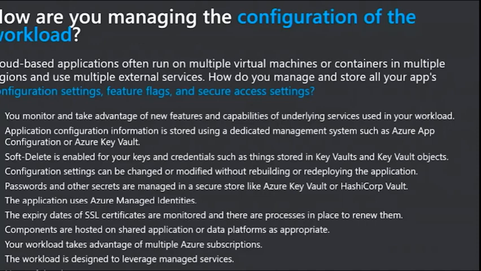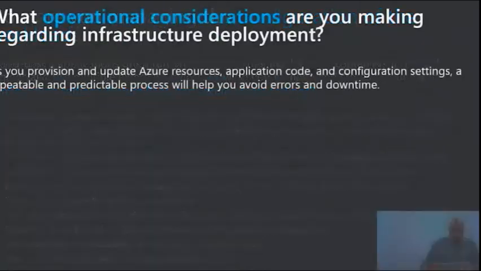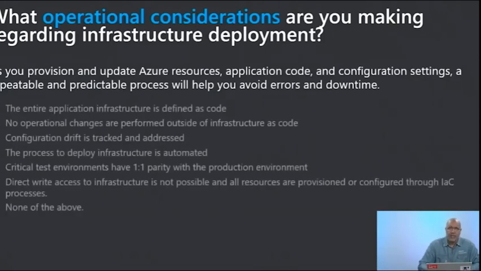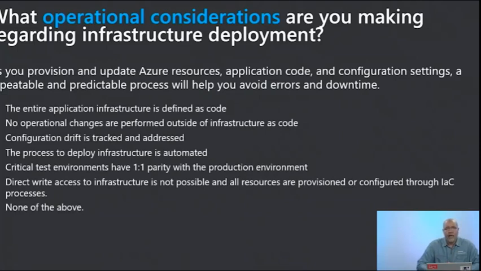Let's look at the operational considerations you're making for infrastructure deployment. Automating processes will help you avoid errors, prevent fails, and help you deploy infrastructure smoothly. When deploying your infrastructure, use automated processes that you can run on demand and rerun if something fails. After your deployment processes are running smoothly, process documentation can keep them that way.